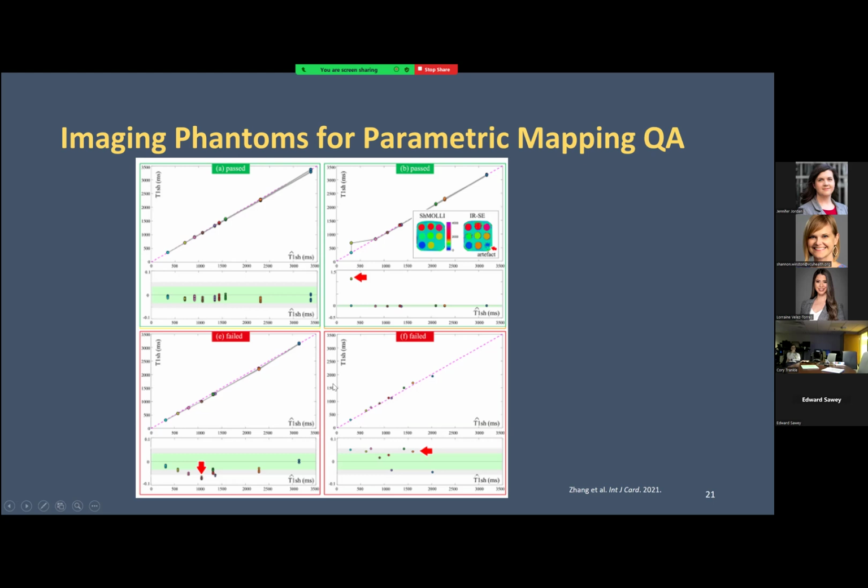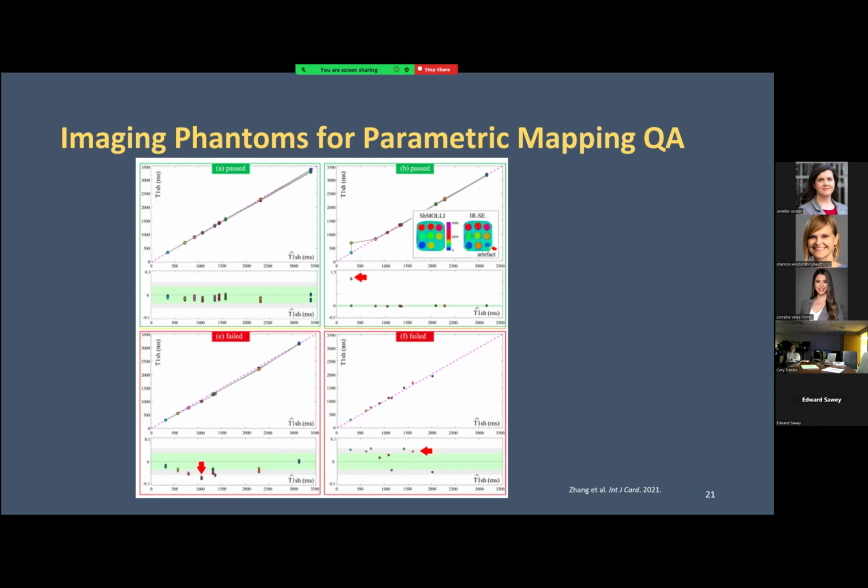The bottom two panels show two cases that failed. And you can see, if you look at the bottom part of the graph, this drift where the variability gets outside of the acceptable range, and that's in the myocardial T1 range. And then on the lower right-hand side, again, we see a lot of values outside the acceptable green window here.